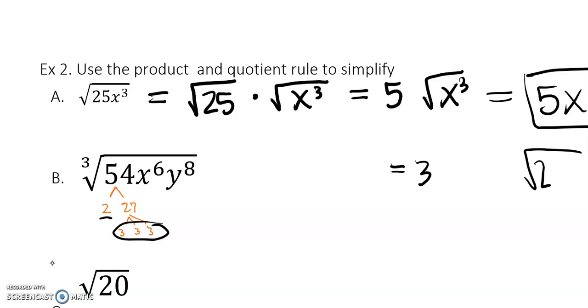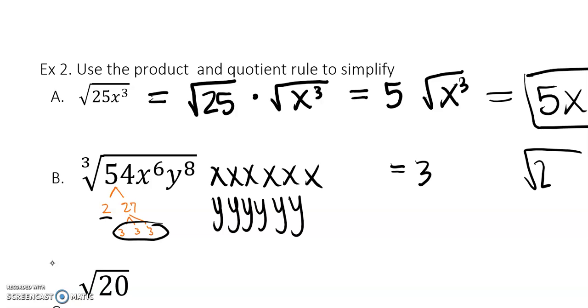Now I'm going to deal with the x's and the y's. So 1, 2, 3, 4, 5, 6. And then y's I have 8. 1, 2, 3, 4, 5, 6, 7, 8. So we're going to do groupings of 3, remember? So here's a group of 3. Here's a group of 3. Here's a group of 3. Here's a group of 3, and then these are left over.